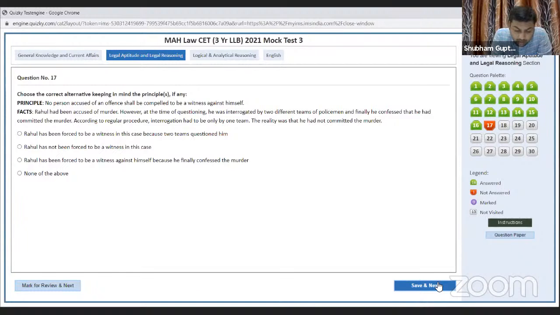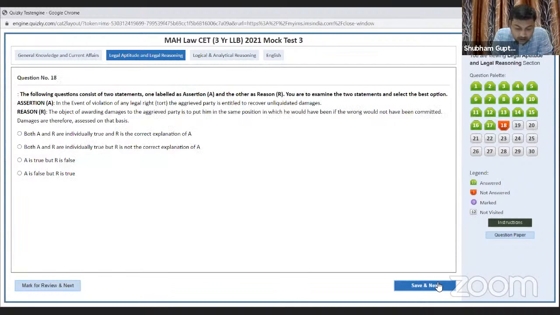So let's read. Rahul has been forced to be a witness in the case because of the two teams in question. This could be an answer. Rahul has not been forced to be a witness in the case. Do not know. Rahul has been forced to be a witness against himself because he finally confessed the murder. So I am not very sure what to mark in this. I would have gone with A because it says that he was questioned by two teams and he should have been questioned by only one team.